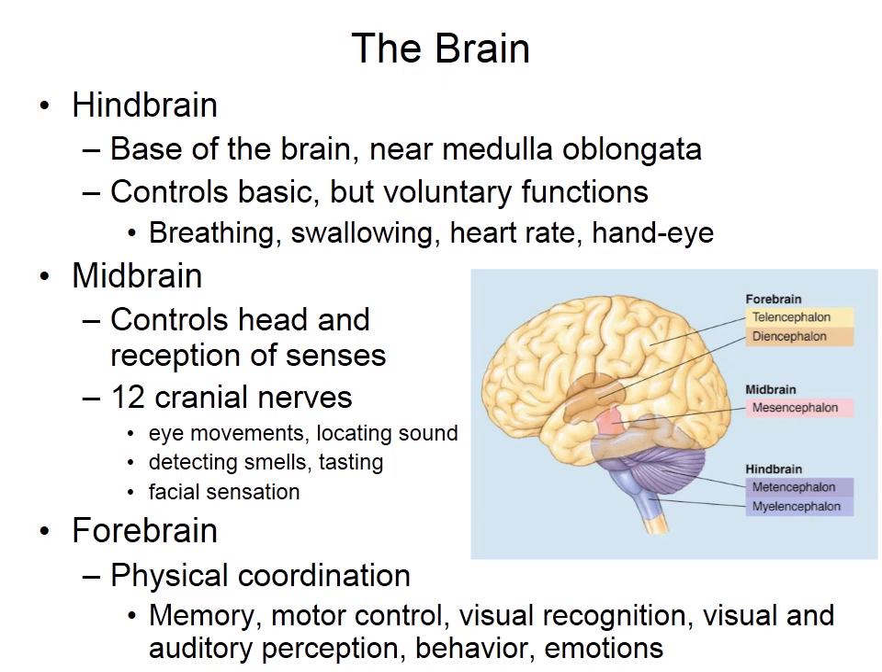And then we finally have the forebrain. In the deep middle of the forebrain is where most of our memory, motor control, visual recognition, and auditory and visual perceptions come from. However, as we move out to the exterior of the forebrain, that's where we find a lot of our cognition, our cognitive ability, our behavior, and our emotions, and those areas are more spread out throughout the brain.